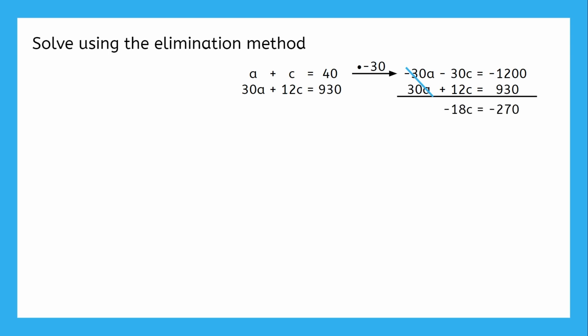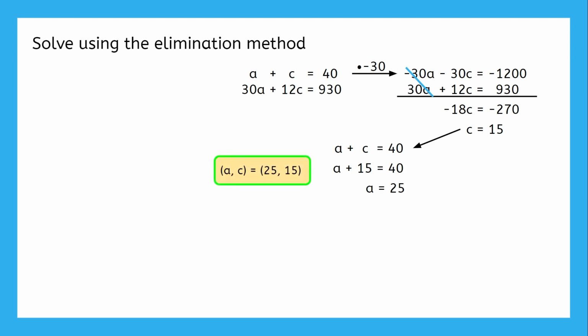Now we can solve for C and find out that C is 15. Now we plug that value into one of the equations. We'll use the top one since it's so simple. And when we solve, we get that A is 25. So our final solution is that A is 25 and C is 15.